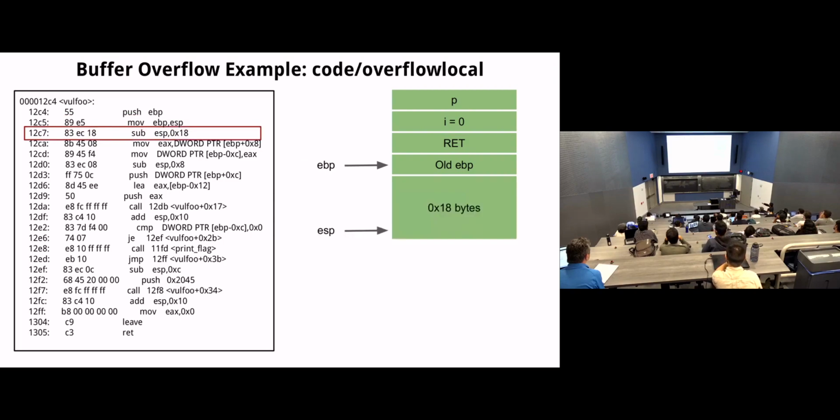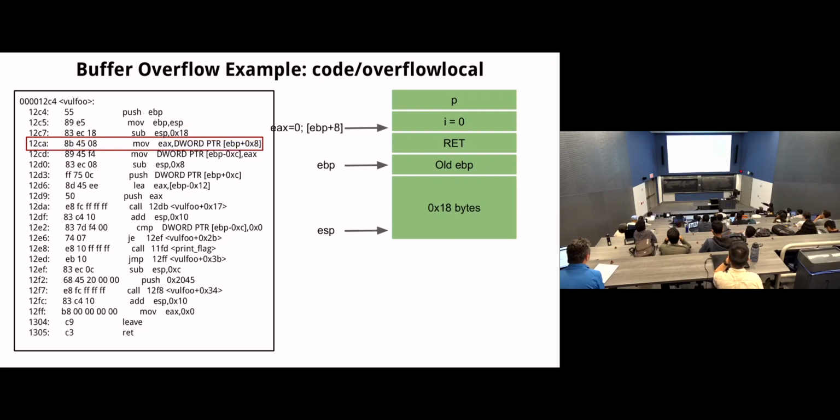After that, we subtract 18 in hex from ESP. So EBP stays here, ESP moves down here, and the distance between ESP and the saved EBP is 18, which is, how many is this? 24, right? This is 18 in hex, so it's 24 decimal. So this part is 24 bytes.